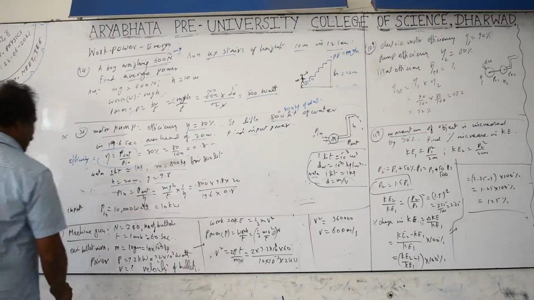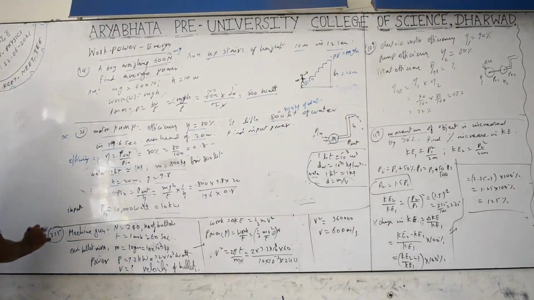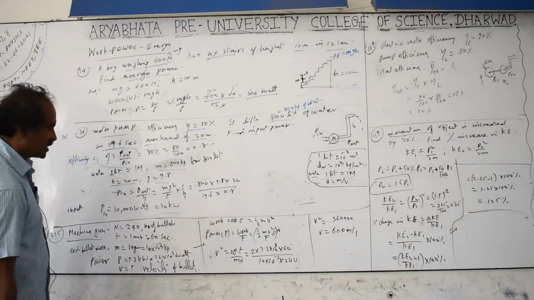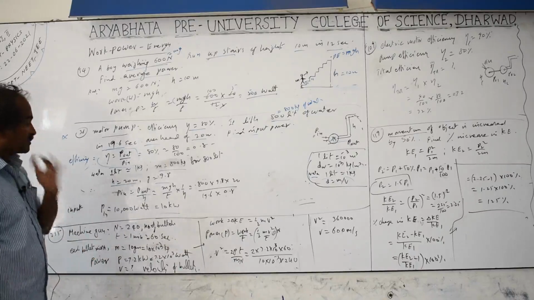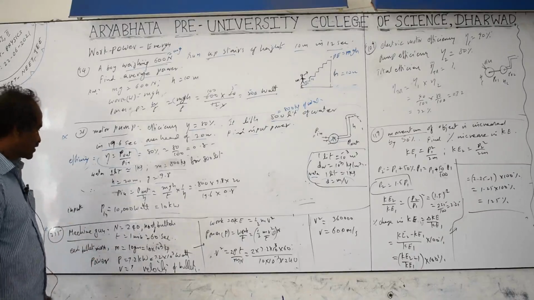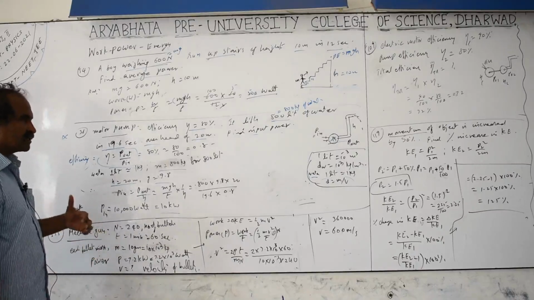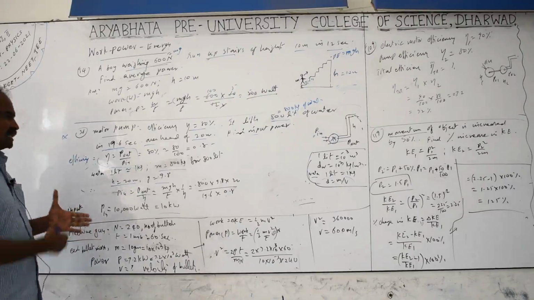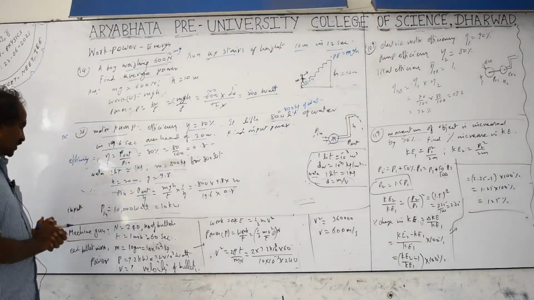Next, this 215th problem. This is a very, very important problem and it can be asked in different ways, but its formula is the same. Here you are asked to find the velocity of the bullet. Sometimes they will ask you the power or the mass of the bullets. In an ordinary gun a single bullet is fired, but in a machine gun you can fire bullets continuously, one after the other.